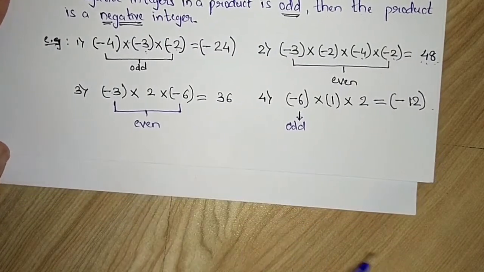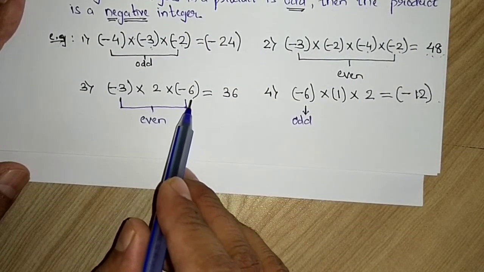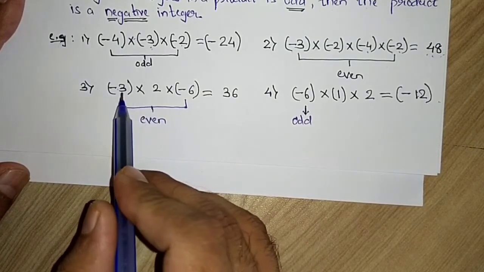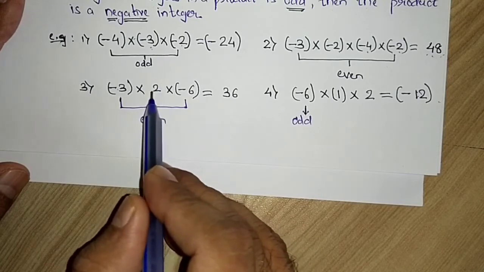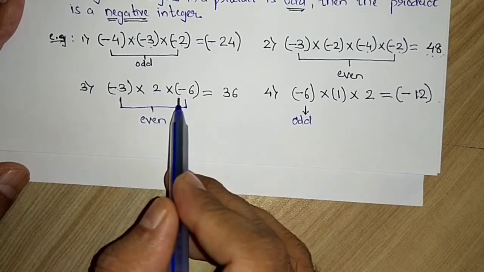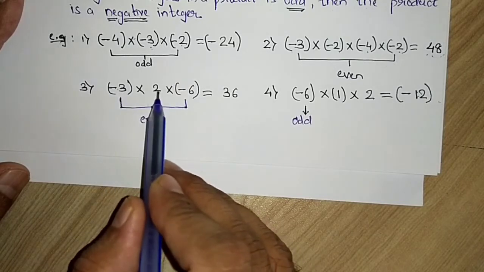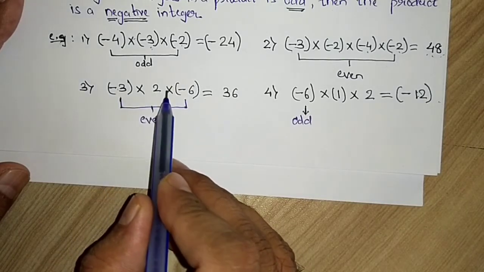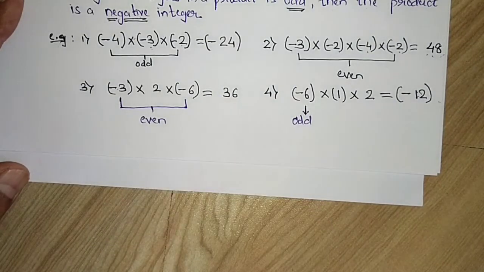Let us take another example. Minus 3, 2 and minus 6. Here two numbers are negative. I am not taking this number. Here two numbers are negative. 2 is an even number. So we will multiply the product. 3 2s are 6 and 6 6s are 36. Since it is even, I will write only 36. I will not write negative sign.